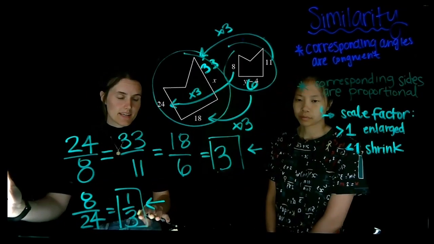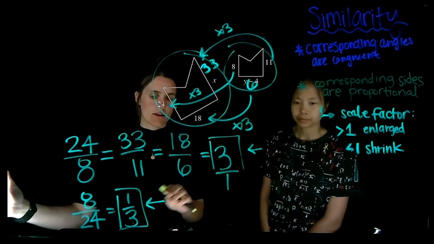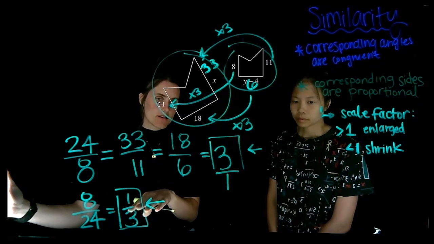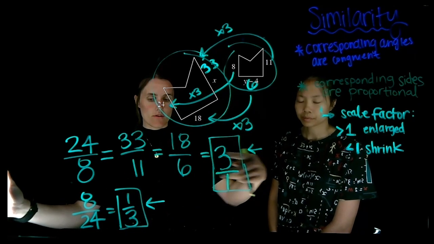And if you notice here, our scale factor here is 3, which is the same thing as 3 over 1. And then our scale factor for this one right here is 1 over 3. So another way we can find the scale factor for going the other way is just taking the scale factor that we have and flipping it. So instead of 3 over 1, we're going to have 1 over 3.